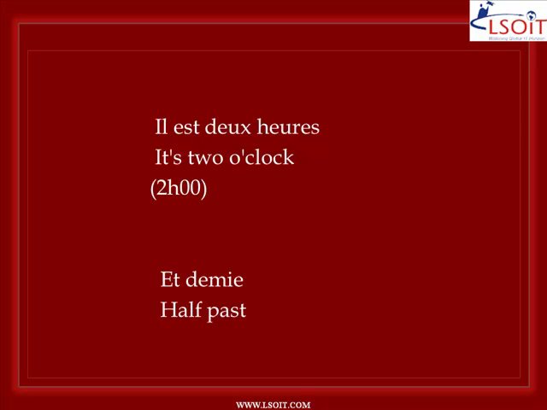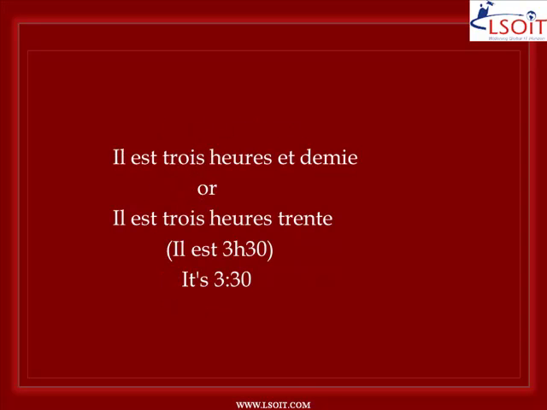And for half past, in English and in French, we will say et demi. Il est 3 heures et demie. Il est 3h30. That means it's 3:30.